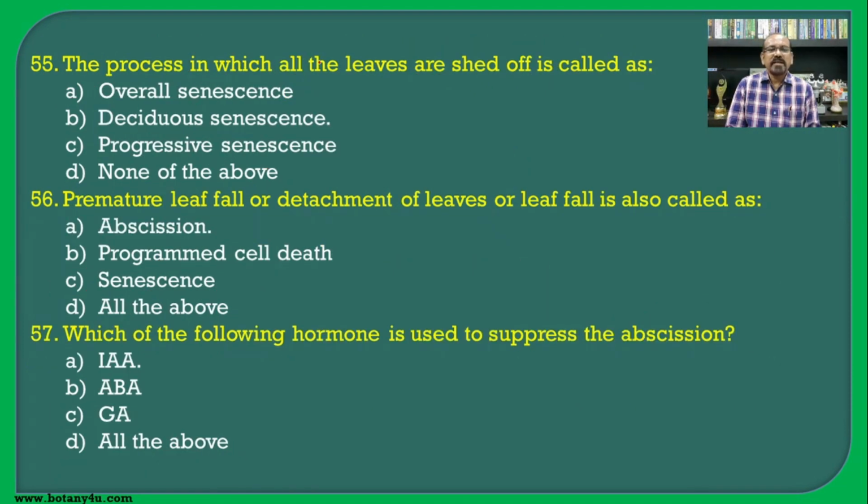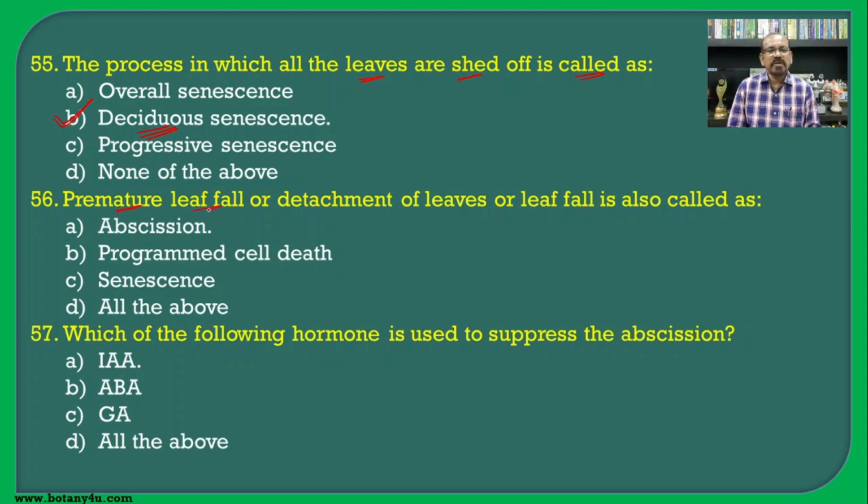The process in which all the leaves are shed off is called as. This is very routine process in case of the deciduous trees, in which at a particular season there is a shedding of all the leaves, and this type of the senescence is known as the deciduous type of the senescence.